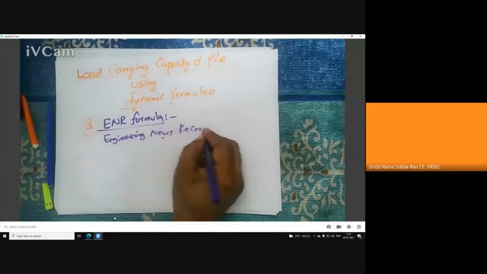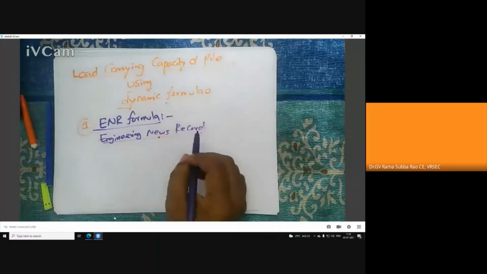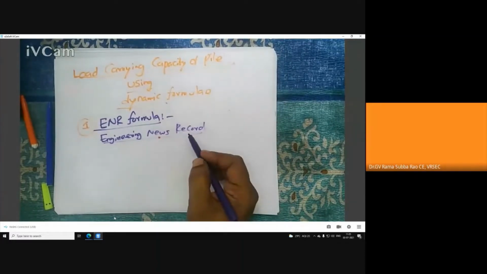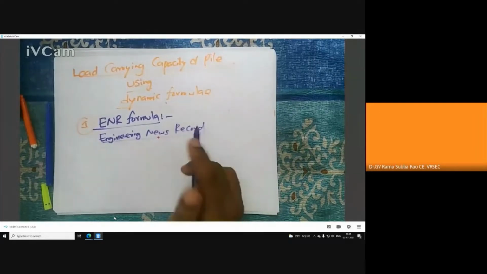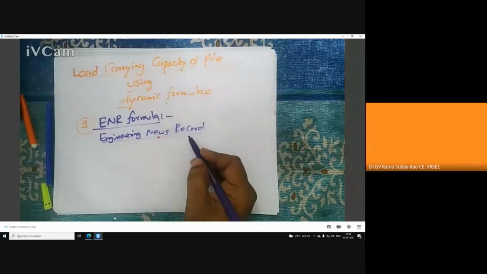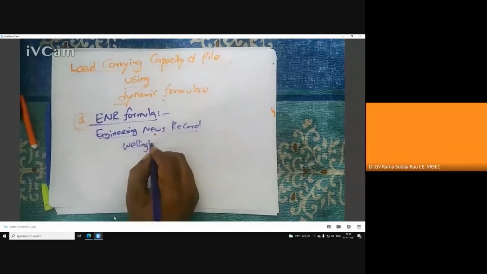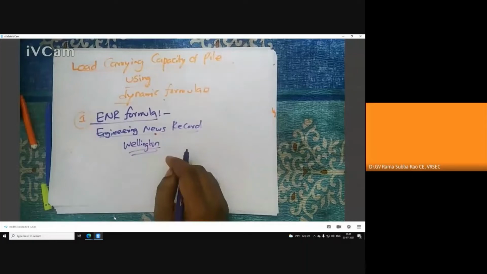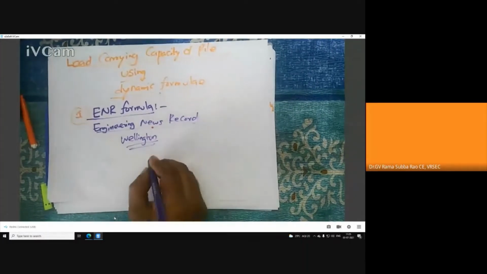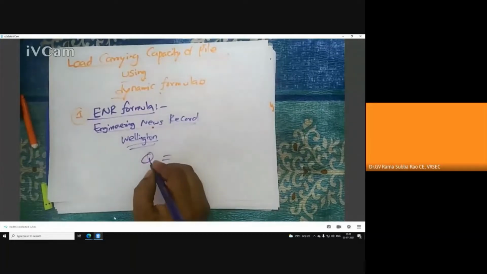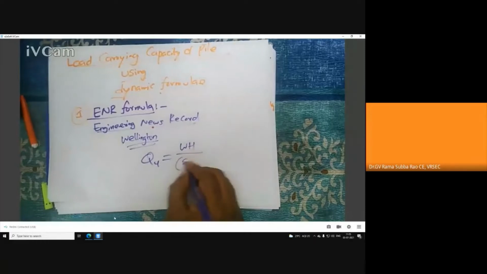This is a very popular magazine. It is published from London, just like we have journals and magazines. In this particular magazine, Wellington is the person who published this article. He has given one equation to calculate the ultimate load carrying capacity of the pile, that is QU is equal to WH by S plus C.